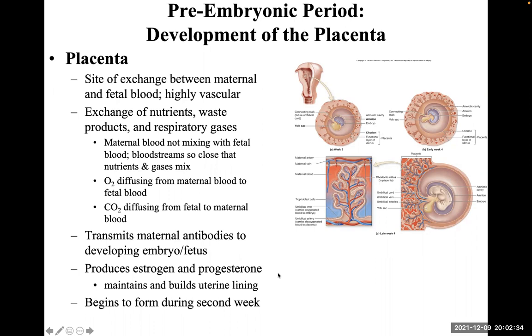So, some other things about the placenta: it begins to develop around the second week once implantation of the blastocyst is complete. But the placenta isn't functional until about week 8, week 9. Actually, I should say week 8 to week 12. You don't see the corpus luteum really deteriorating until week 12, but the placenta starts to be functional around week 8.